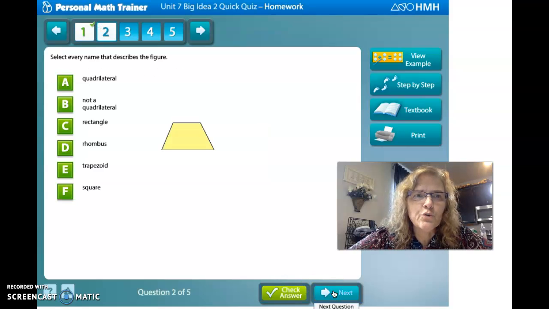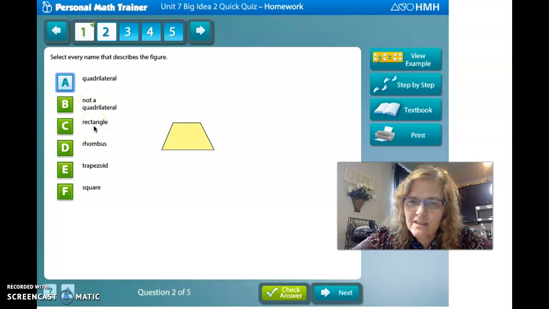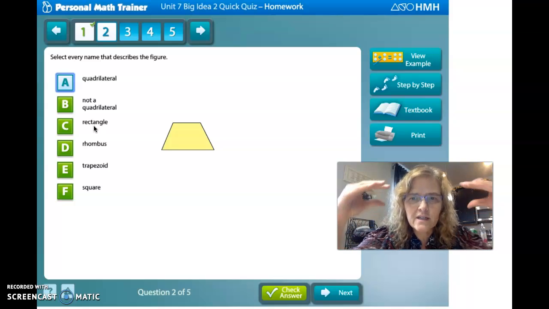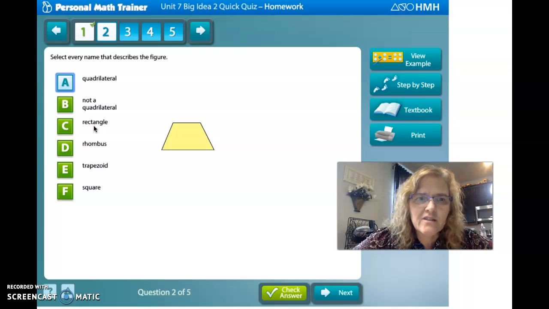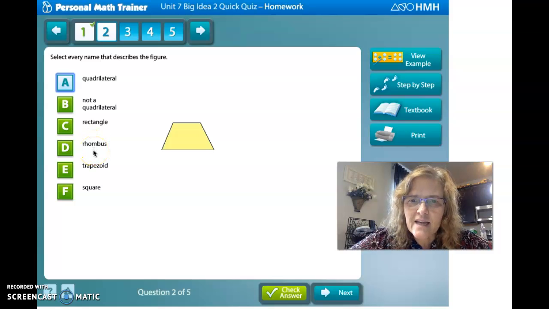Okay, number two. Select every name that describes the figure. All right, well, is it a quadrilateral? It does have 4 sides, so we're going to click that one. Is it a rectangle? Does it have 4 90-degree angles? It does not. Is it a rhombus? Are the 4 sides the same? No.